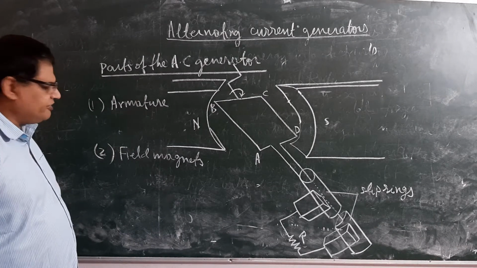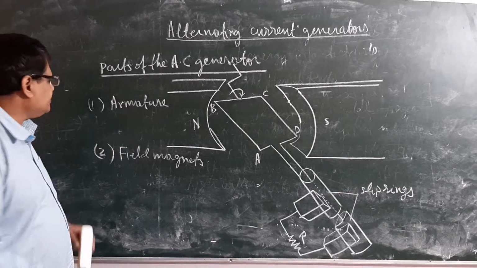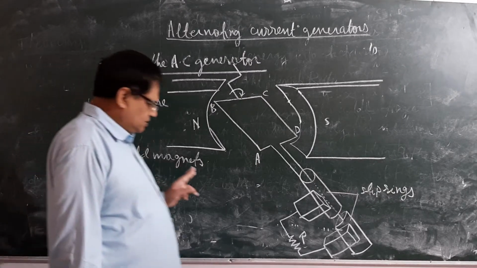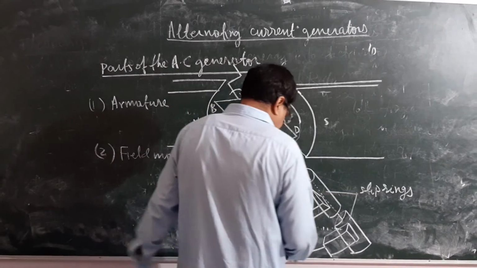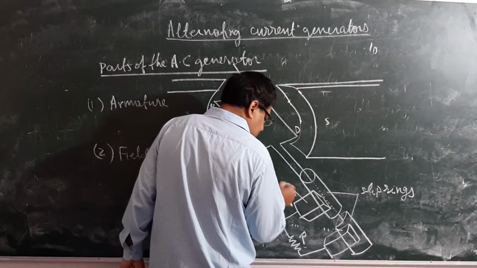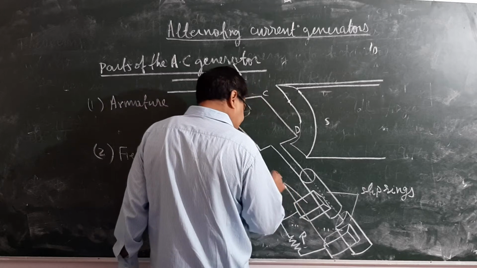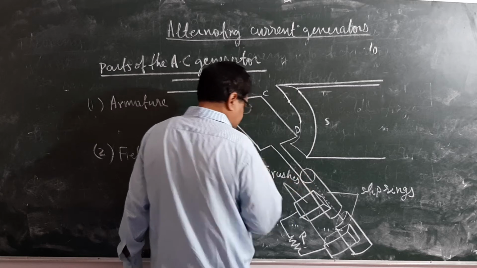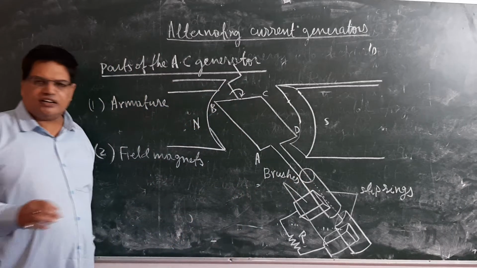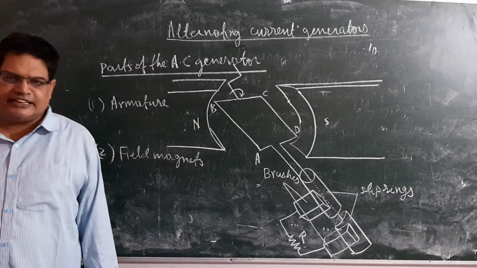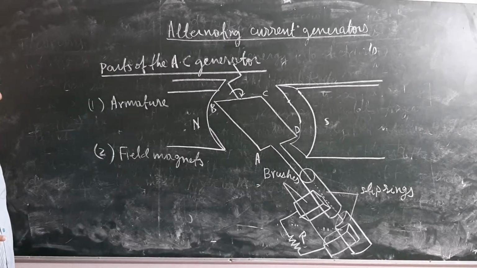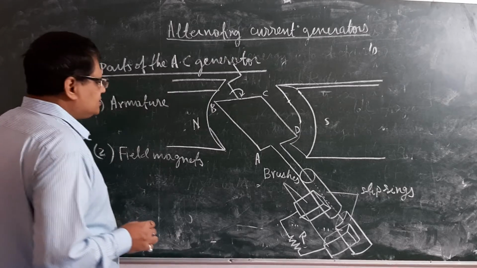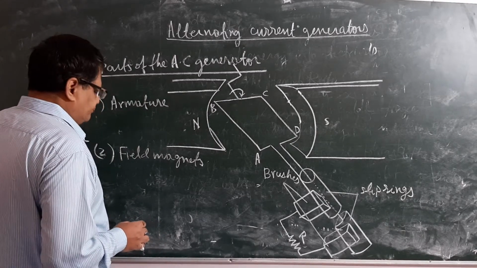So what are the various parts of the AC generator? The parts are armature, then field magnets, then slip rings, and these are the two brushes. So basically we have these four parts. So we have understood the construction of the AC generator. Now let us understand the working of this AC generator. So next topic is working of this AC generator.